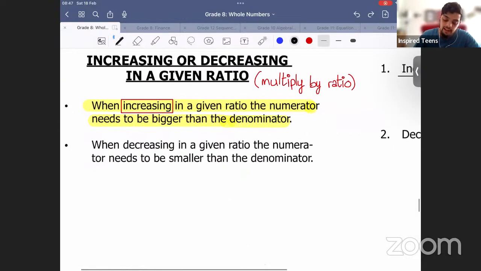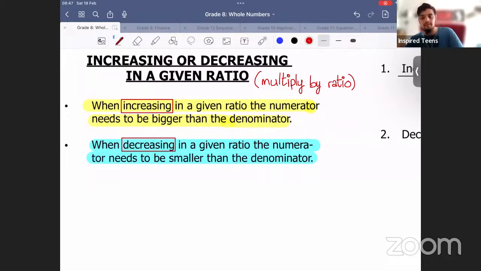Let's talk about decreasing a given ratio. When decreasing in a given ratio, the numerator needs to be smaller than the denominator. So remember, keyword here, decreasing. Basically, I need to put my bigger number as the denominator in this case. When I'm increasing in ratio, I put the bigger number as the numerator. When I'm decreasing in ratio, I put the bigger number as the denominator.